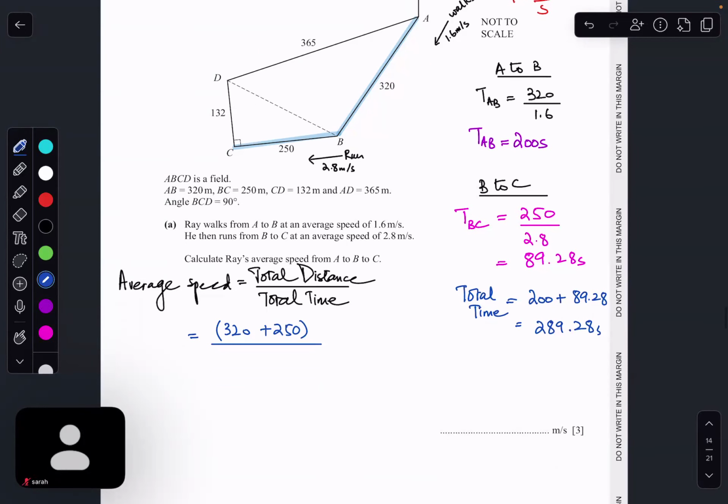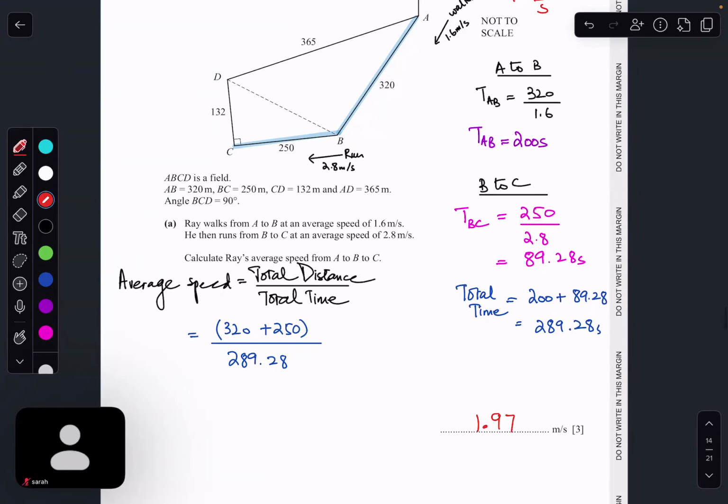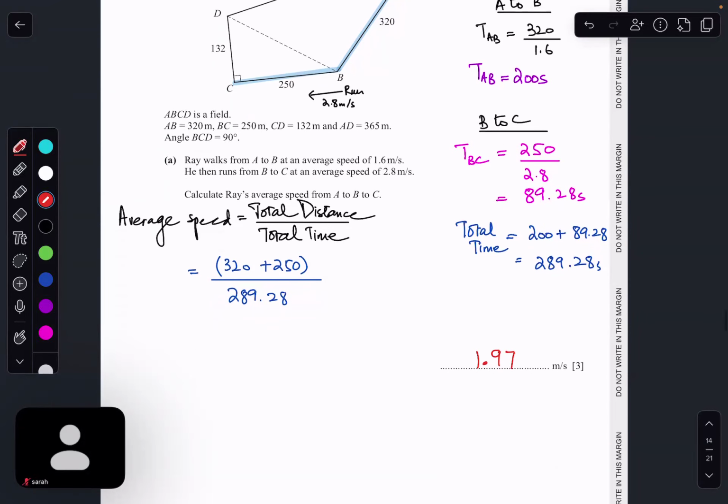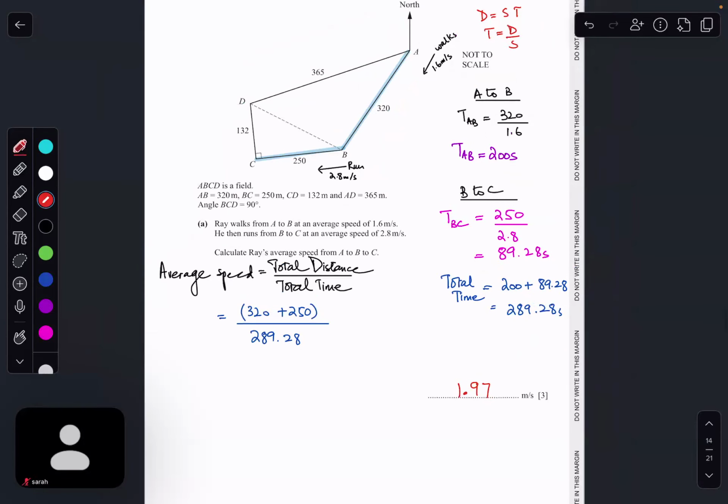Because the distance is in meter and the time is in seconds, I can use the same values and just divide them. I'm getting 1.97. That's your answer, meter per second. Okay. Check it properly. See if you have made any mistakes.